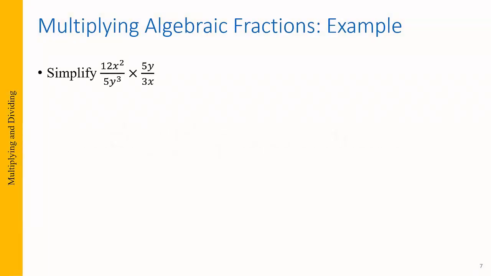In this example, we'll multiply two algebraic fractions. Now we use the same idea of cancelling out. We can see that the 3 goes into the 12 4 times. The 5 can cancel out with a 5 there. x will go into x squared x times, and y will go into y cubed y squared times. So that'll give us 4x in the numerator and a y squared in the denominator.